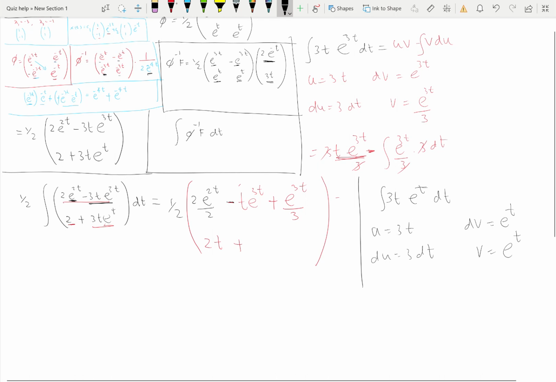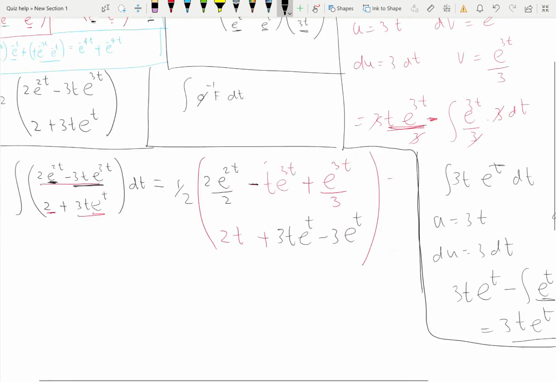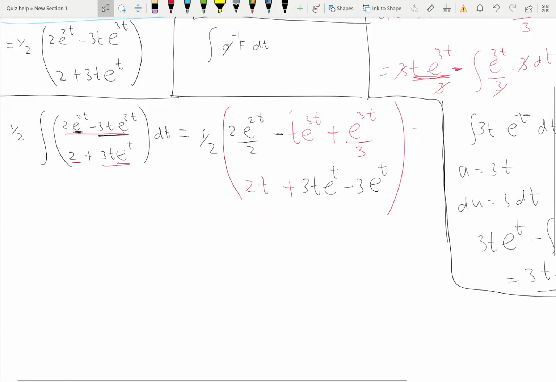So now if you use the formula, u is 3t, v is e to the t, minus v du, which is e to the t times 3 dt. So if you integrate here, you get 3t e to the t. Here you integrate, that's also 3 e to the t. So this is the answer. So let's put that here, 3t e to the t minus 3 e to the t. So that's the integral. The challenging part here was that this integral was long because you have to use integration by parts. Okay, so this is what we get.